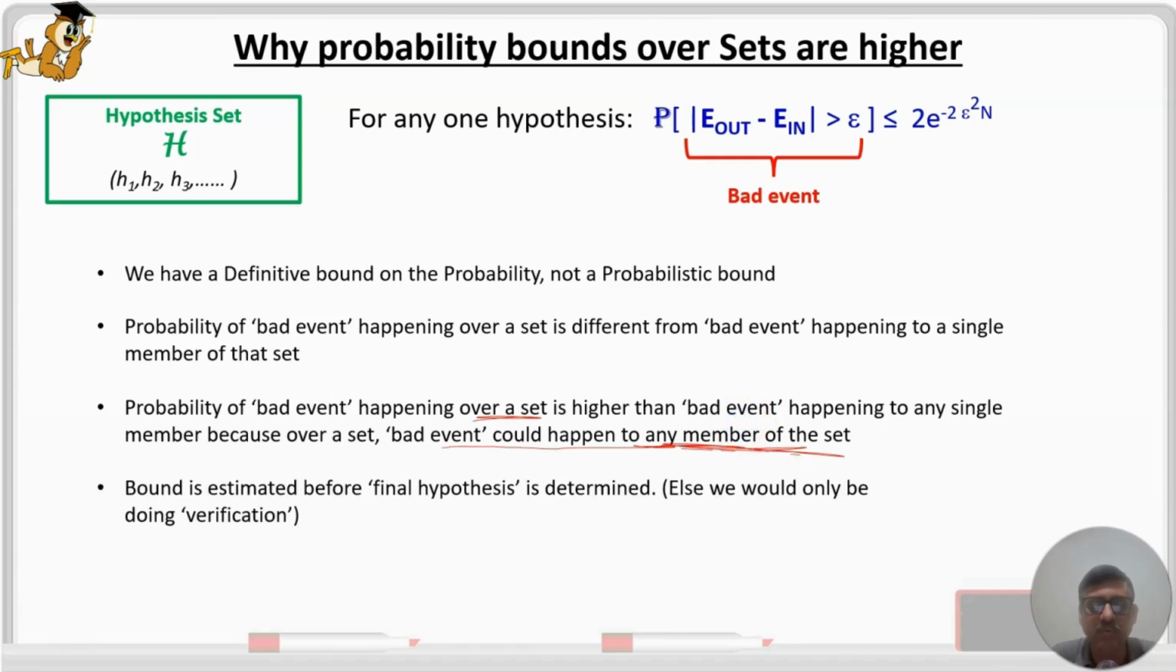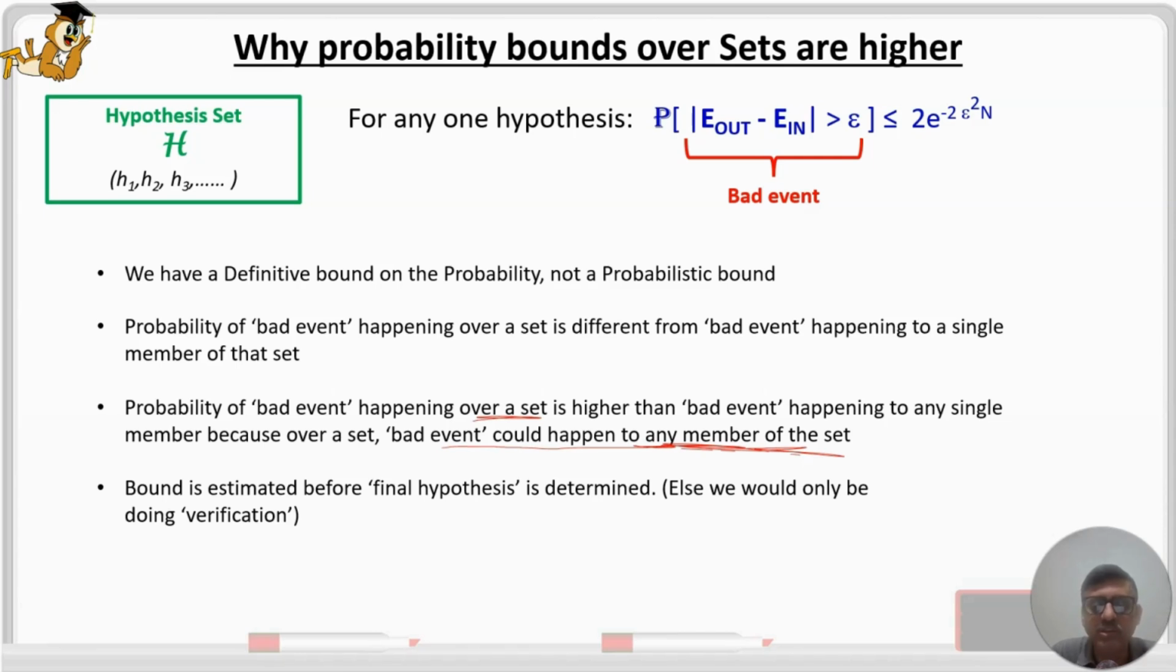Statement number 4. The bound that we are estimating is estimated before the final hypothesis is determined, else we would be doing only verification. Now this is again important to understand. When we are trying to find a bound on the probability of a bad event happening over a hypothesis set, we are usually doing that before the final hypothesis is known to us.